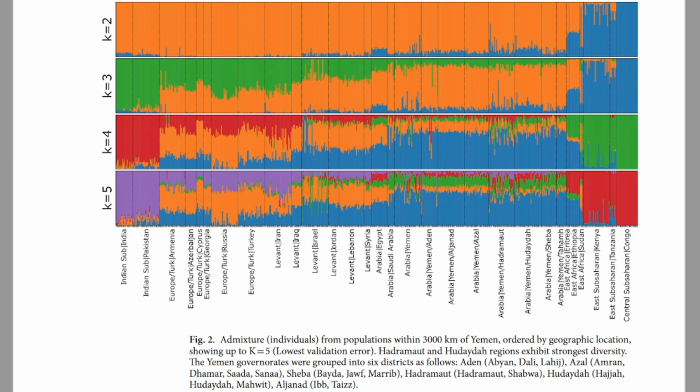Each colored segment in the bars represents the proportion of genetic ancestry attributed to a specific ancestral population. With K equals 5, we identify 5 major genetic components reflecting the region's history and migration patterns. The Hadramaut and Hadida districts show the greatest genetic mixture, highlighting their historical role as crossroads for trade and migration.